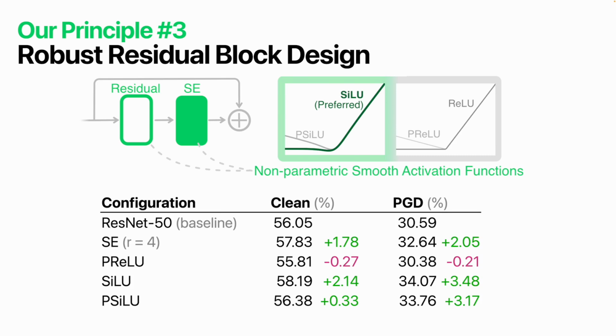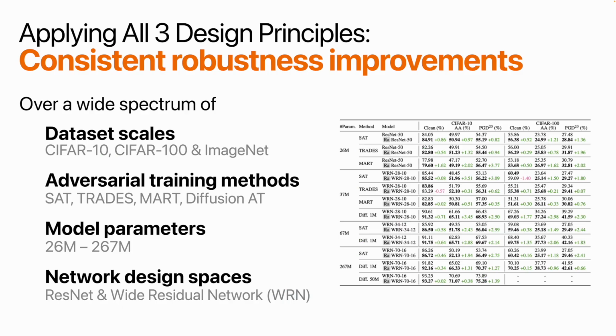In terms of the activation function, we study ReLU, the smoother variants of ReLU, and parametric activation functions. We find that non-parametric smooth activation functions are significantly better than ReLU, and for parametric activations, both PReLU and PCLU are inferior to their non-parametric counterparts. Thus, we recommend non-parametric smooth activations and replace all ReLUs with CILUs.